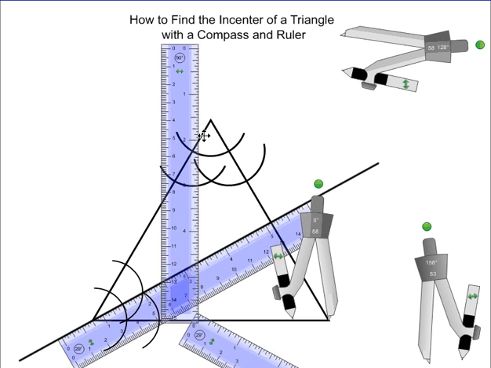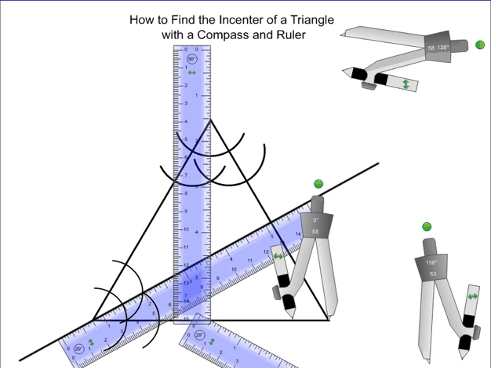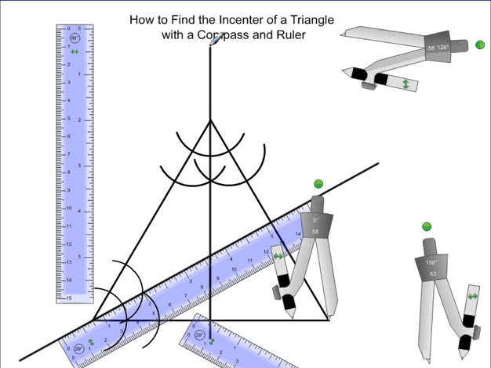So you take your ruler and line it up with the angle and the two intersecting arcs, and now you draw another line. This can be your incenter right now, but I will also do the third angle to show you.